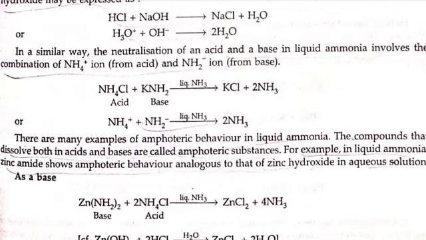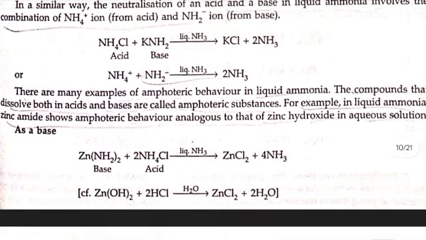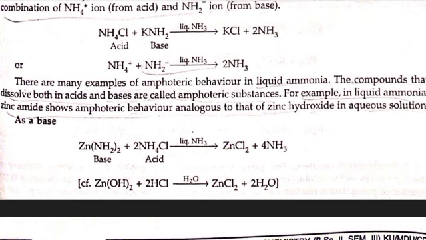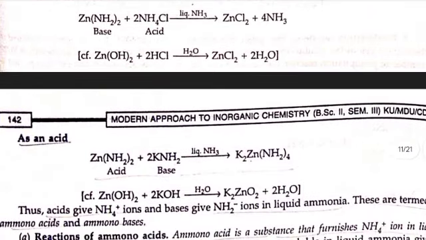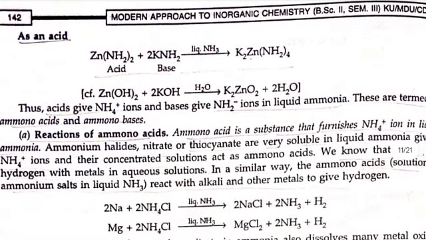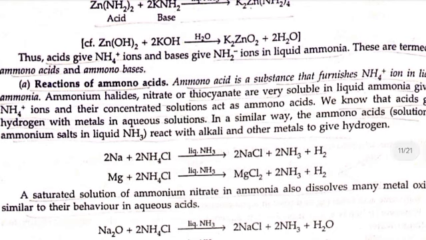The compounds that dissolve both in acids and bases are called amphoteric substances. For example, in liquid ammonia, zinc amide shows amphoteric behavior analogous to that of zinc hydroxide in aqueous solution as a base. Thus, acids give ammonium ion and bases give amide ions in liquid ammonia. These are termed as ammono acids and ammono bases.